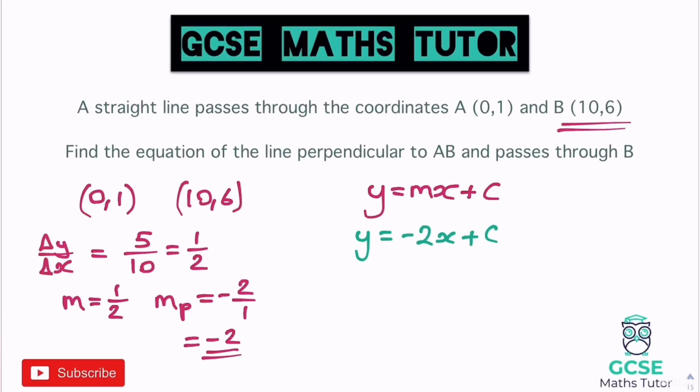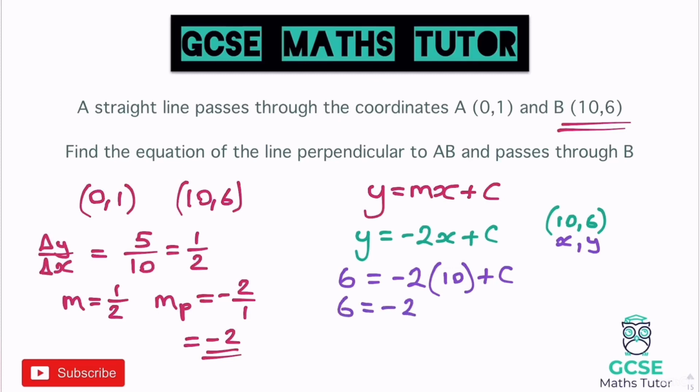Now it says it's got to pass through that point 10, 6. So I'm just going to stick these numbers in, remembering that we have an x coordinate here and a y coordinate here. So if I stick those in, y is 6, so 6 equals negative 2 multiplied by the x coordinate, 10, plus c. Now we just need to solve this for c. So we have 6 equals, multiply these, negative 20 plus c. Add the 20 over, and you get 26 equals c. So you found your y-intercept there.